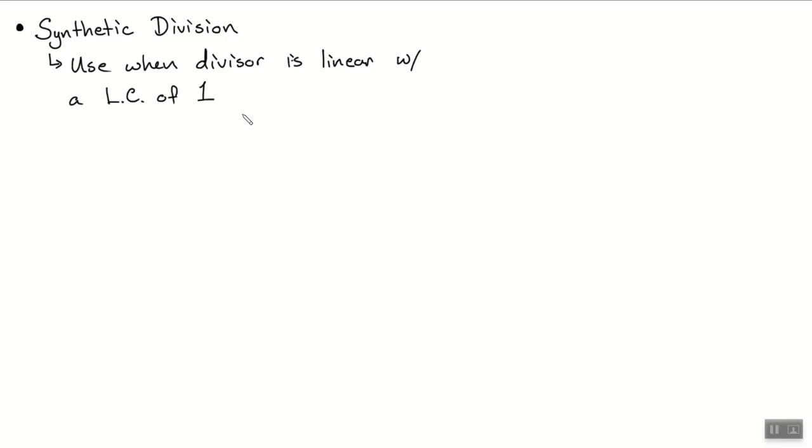Has to be linear, which is, can you give me an example of a linear divisor? x plus 3. That's 1x plus 3, but x plus 3 is it. x plus 0 would also count. x minus 5. All of those are linear divisors whose leading coefficient is 1. If it's not 1, we might have to change something.